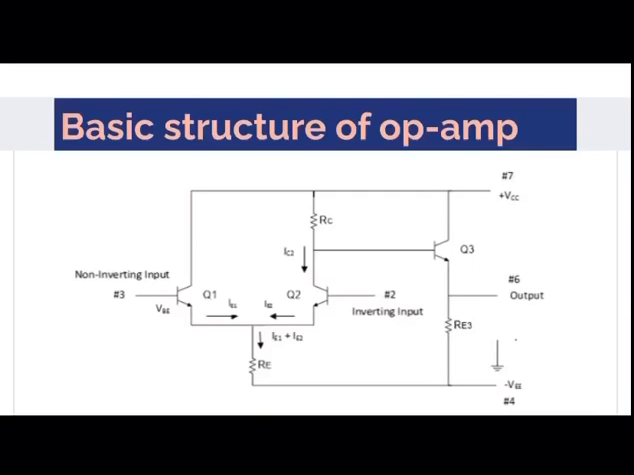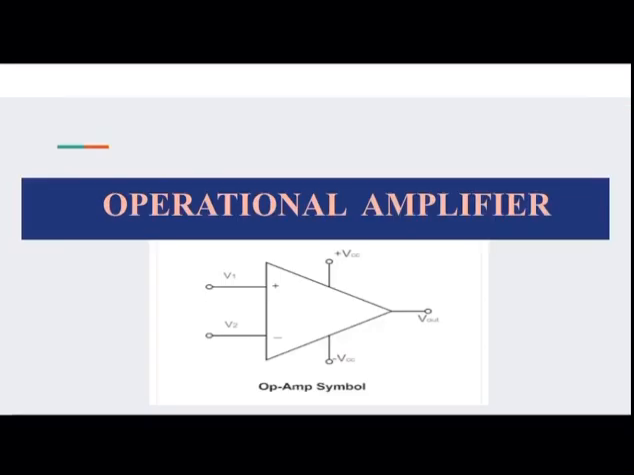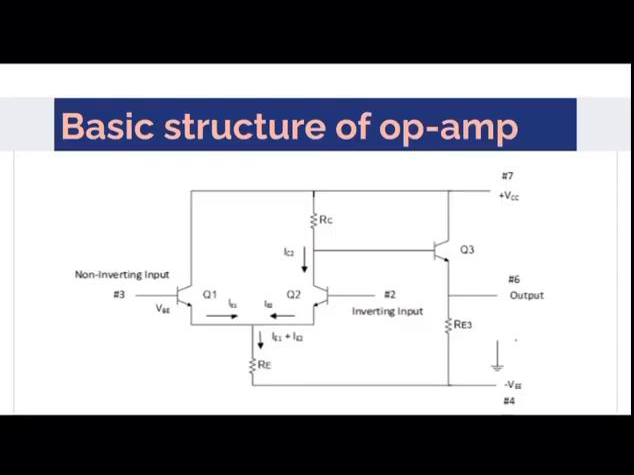So it can be noted that the positive input pin will give a positive output, so the name given is the non-inverting input terminal. The positive terminal here will be the non-inverting terminal, and the negative will be the inverting terminal. So this is the basic structure of operational amplifier.